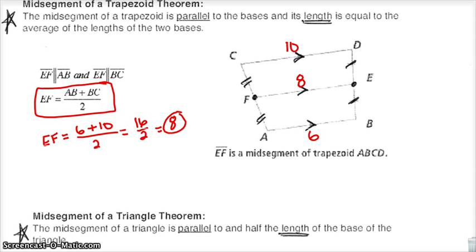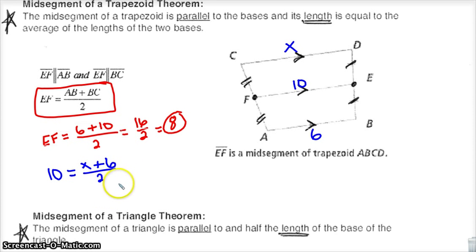Now, what if I was given the midsegment and not one of the other lengths? So, for example, if I knew that FE was 10, I don't know CD, but I know that AB is 6. I can set up an equation using the same formula. I know that the midsegment is 10, and now I'm looking for the length of CD. So CD plus side AB divided by 2 is equal to 10.